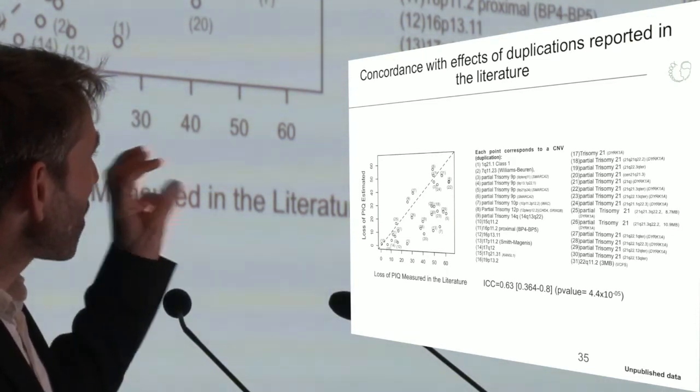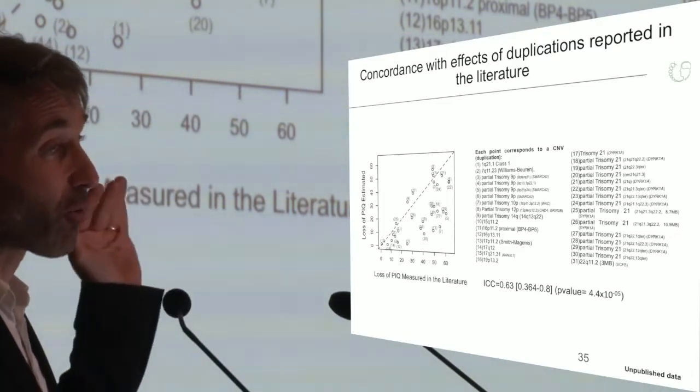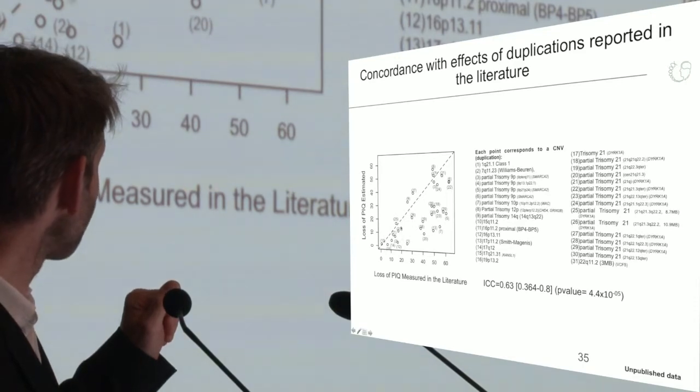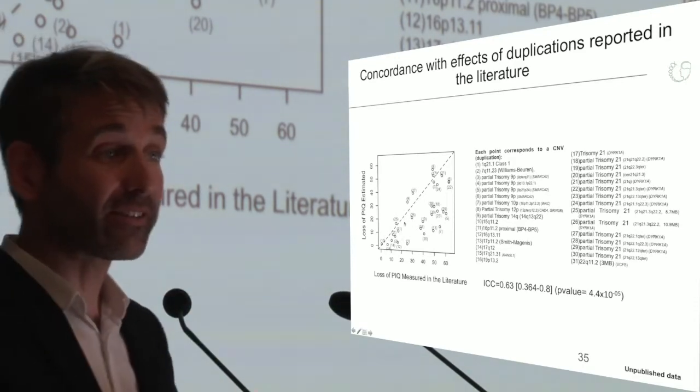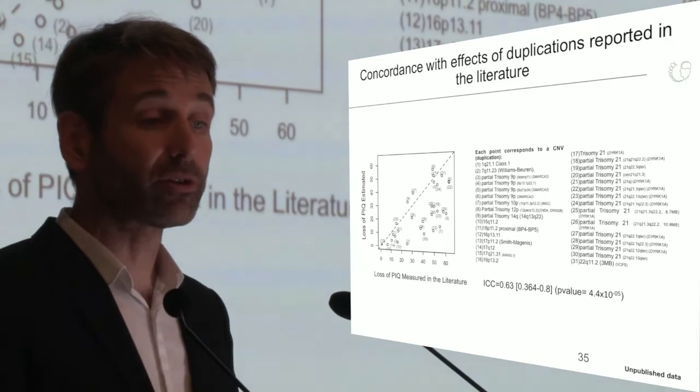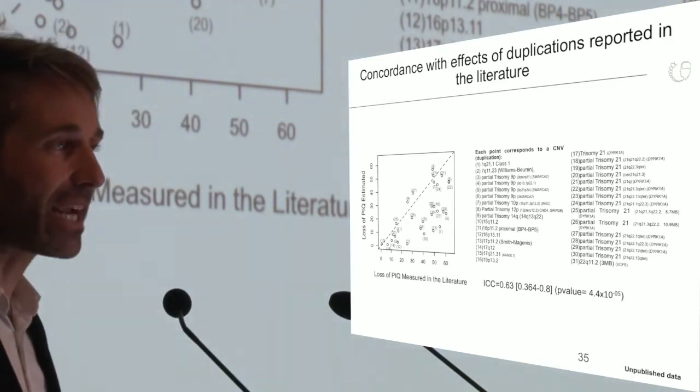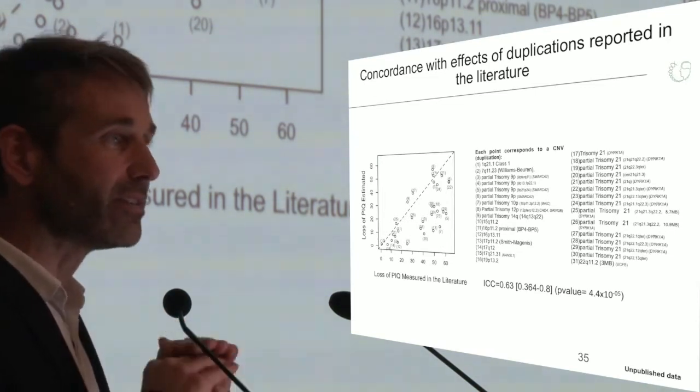Now, if you go back to the duplications and you start running concordance analysis, I think this is getting very interesting. The first thing that you realize is that in the literature, there's almost no data on the impact of duplications on cognition. I mean, in 2019, we have no data.